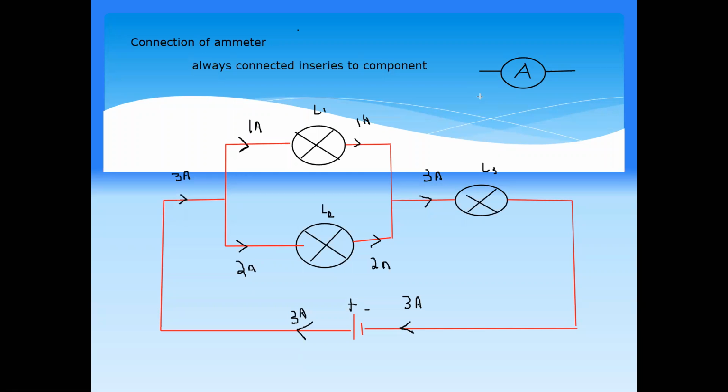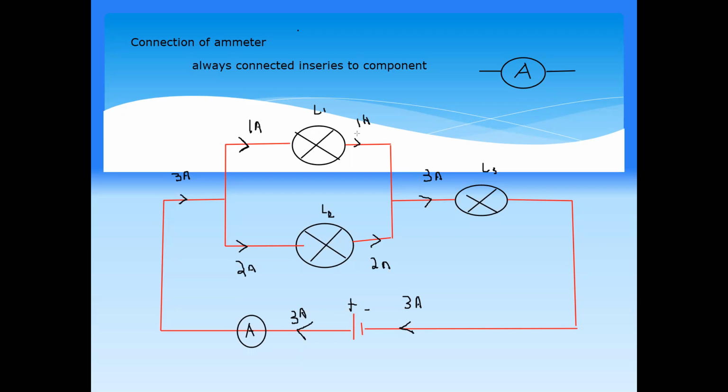If I want to measure the current in a component, for example the current coming from the battery, what I should do is remember that ammeters are always connected in series to the component. If I want to measure the current from the battery, I can connect it before or after the battery. So I will connect an ammeter here. It can be before or after the battery. This will give the current coming out from the battery.